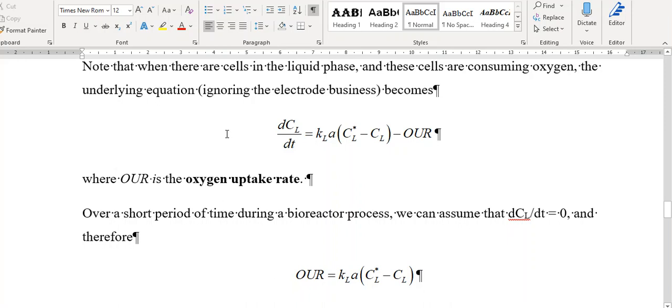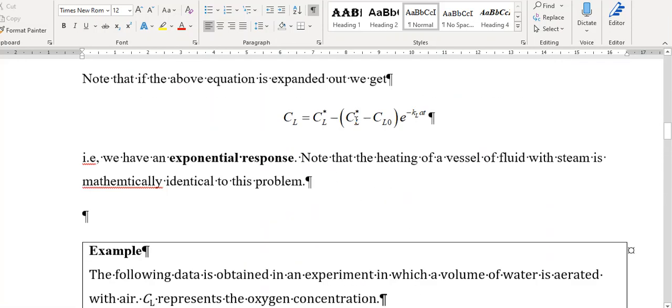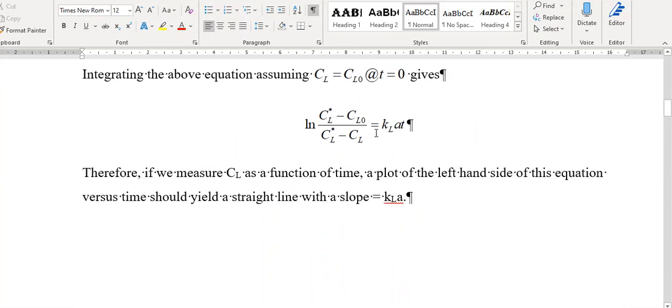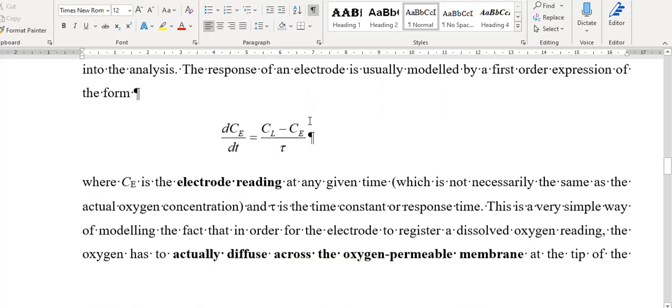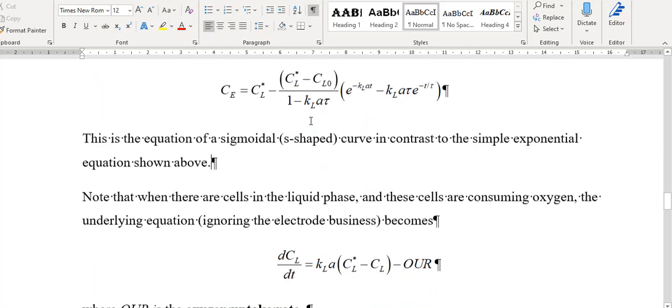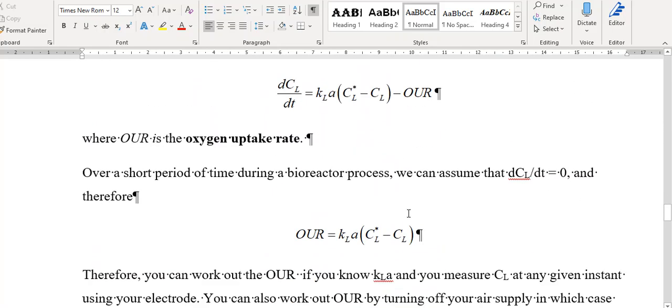And one of the things we do in the lab is we track over the course of a day where cells are growing. So we monitor the cell count, and every now and then we measure the KLA. And there's a way of doing that even when you have cells in there. It's basically the same as this method here, but the CL star has to be defined slightly differently. But we'll worry about that next year. But it's basically that. And to measure the oxygen uptake rate, well, you can ignore this bit here.